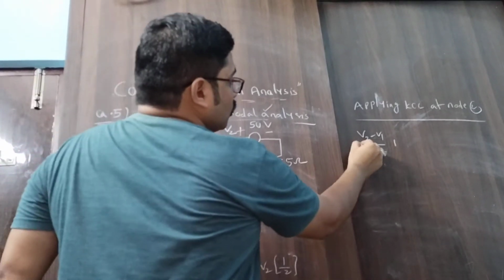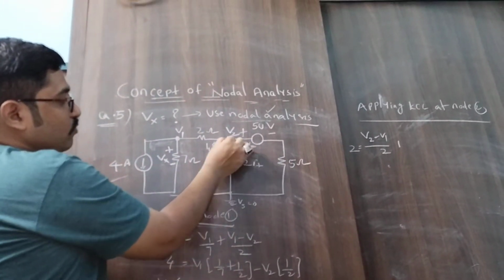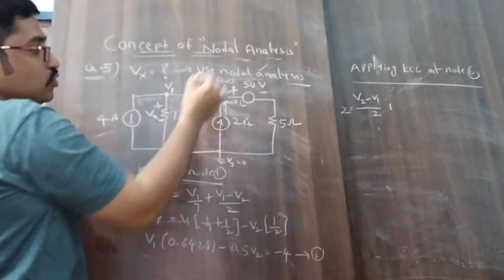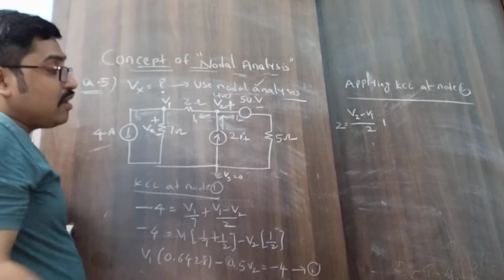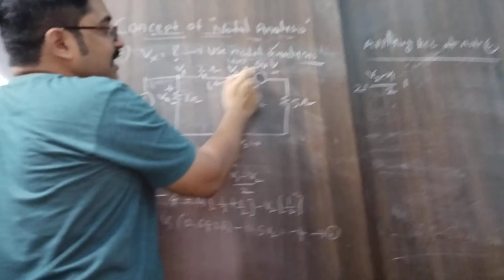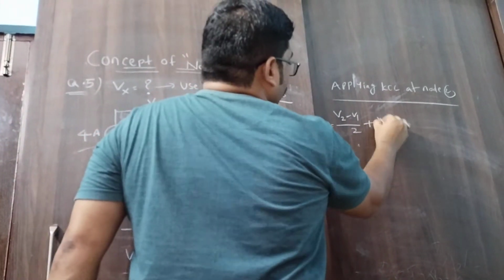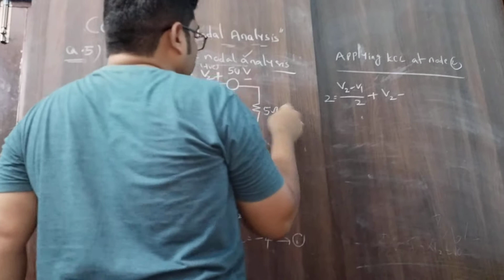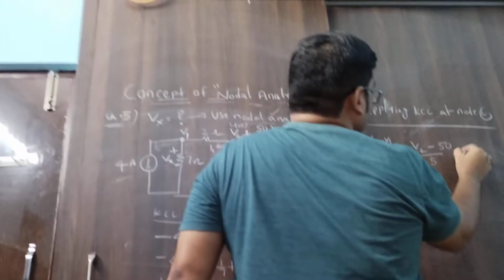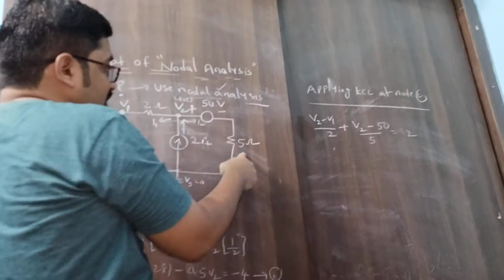So 2 is equal to V2 minus V1 divided by 2. Already we have assumed this positive. Always the principal node will be positive. When both the voltages have the same polarity, you need to subtract. So V2 minus V1 divided by 2 plus V2 minus 50 divided by 5 is equal to 2.